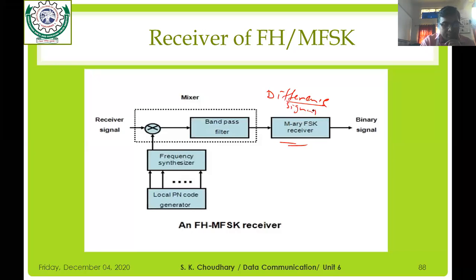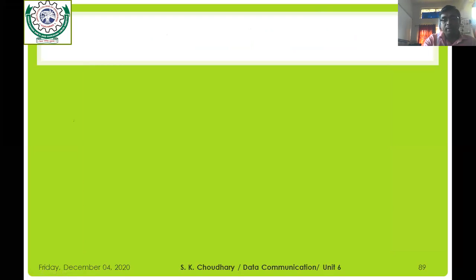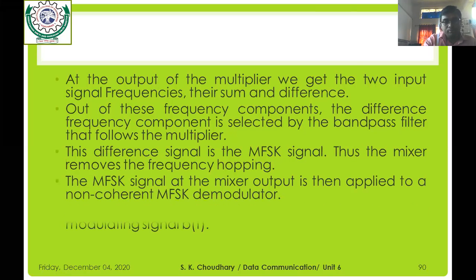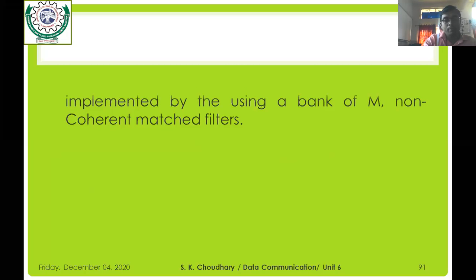So the MFSK signal at the mixer output is then applied to the non-coherent MFSK demodulator. At the output of the MFSK detector, we obtain the digital modulating signal, which is nothing but a binary signal. Okay. So in this way we recover the signal at the output of this receiver.